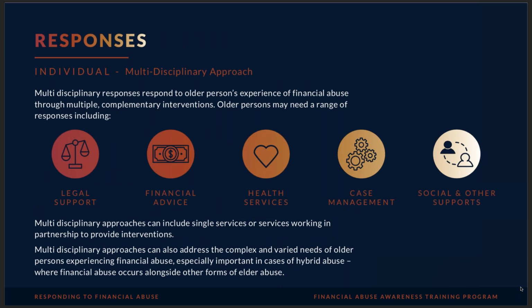The individual responses can include a multidisciplinary approach. So you can see that older persons may need a range of responses, including legal support, financial advice, health services, case management, and social and other supports. It's important to have a multidisciplinary approach because it can address the complex and varied needs of older persons who are experiencing financial abuse.